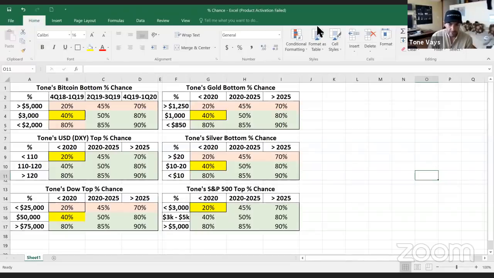Now the dollar is another bit of a special case. Now let me, real quick, I just want to make sure that I'm showing you the right dollar DXY numbers, right? So let's switch over, let's switch screen share again.